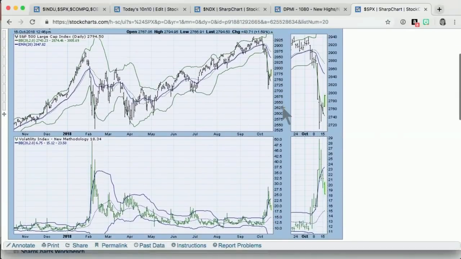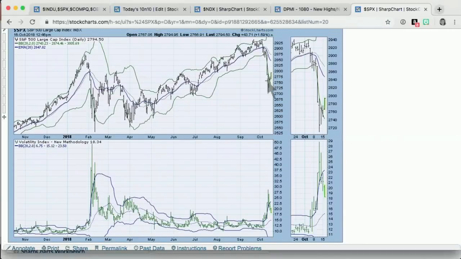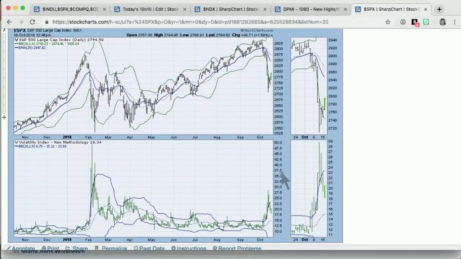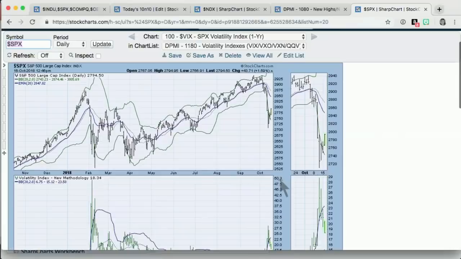And these are, again, all set up for you. You saw me download this chart pack. These are right there for you. You can see that price has now gotten into the Bollinger Band here for the S&P 500. We look at the VIX very often.